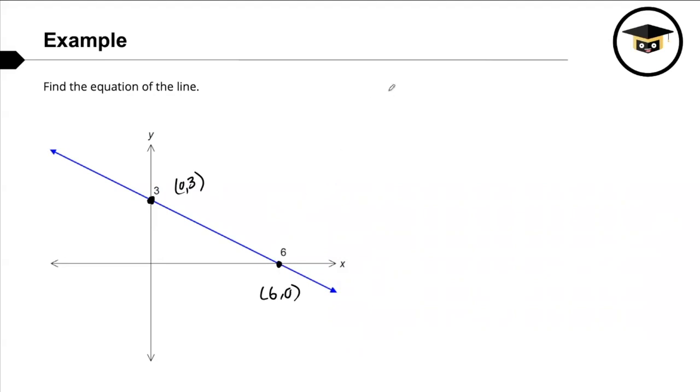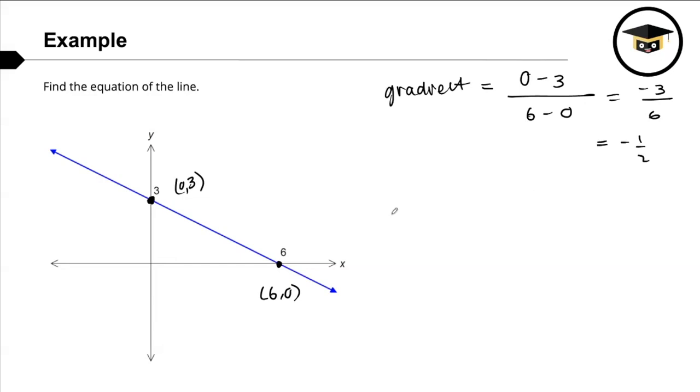How do we do that? Well, we need to find the gradient first. So the gradient, we use our formula. I'm not going to show you labeling x1, y1. Hopefully that makes sense by now anyway. So you'll just do 0 minus 3 over 6 minus 0. That's equal to negative 3 on 6, which is equal to negative a half.